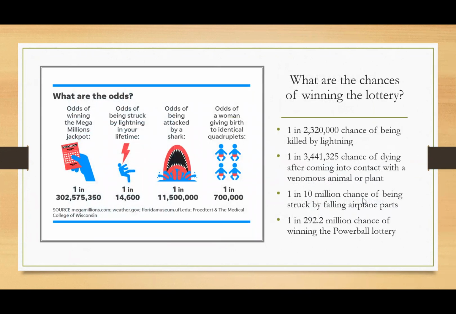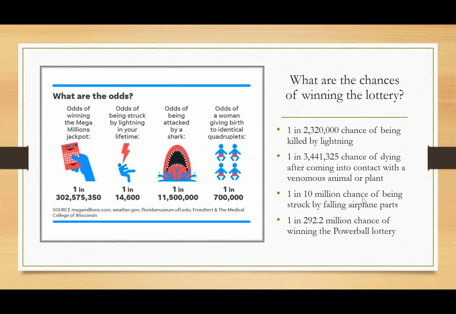So what are the chances of winning the lottery? In this graphic here, it's giving some different examples and what the odds of those things occurring are. So the odds of winning the Mega Millions jackpot, I think this is in the States, is 1 in 302,575,350. So pretty small chance. And you can see the other events there are more likely than winning this jackpot, but they actually sound less likely. So the odds of being struck by lightning is only 1 in 14,000. That's way more likely than winning this jackpot.